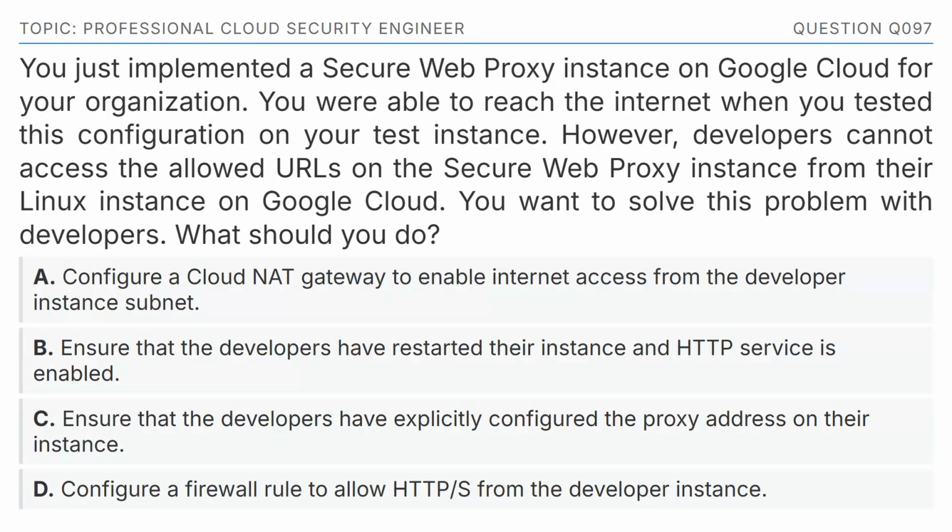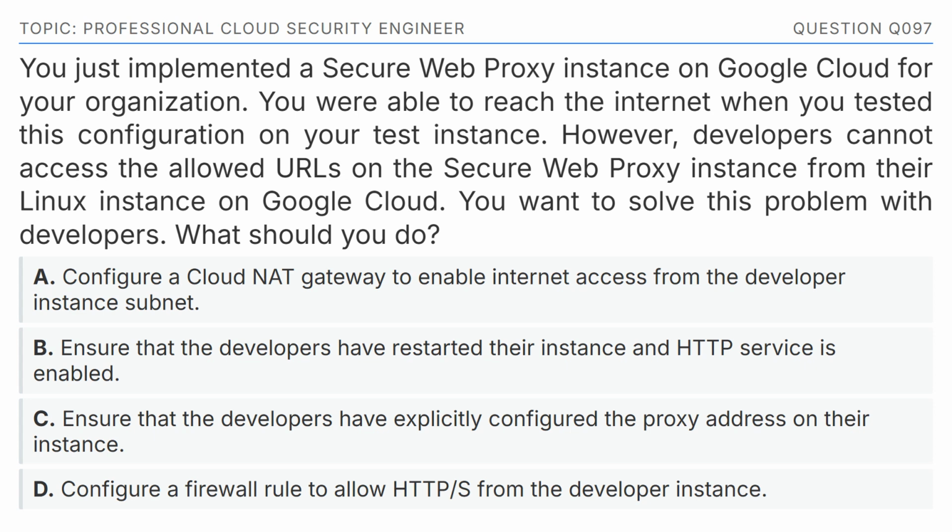You just implemented a secure web proxy instance on Google Cloud for your organization. You were able to reach the internet when you tested this configuration on your test instance. However, developers cannot access the allowed URLs on the secure web proxy instance from their Linux instance on Google Cloud. You want to solve this problem with developers. What should you do? The options are: Option A.